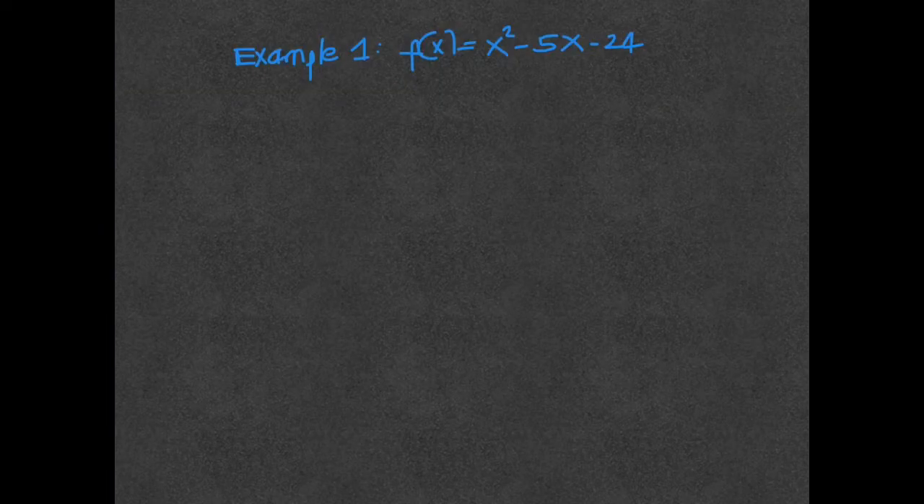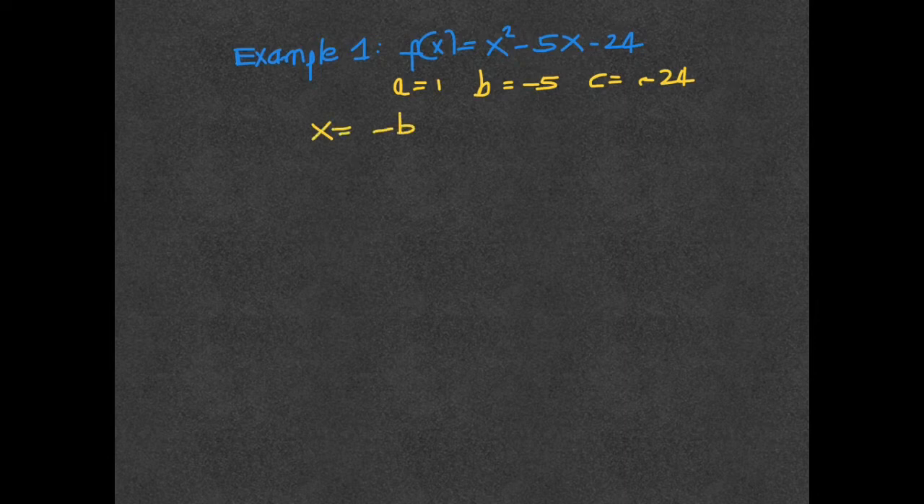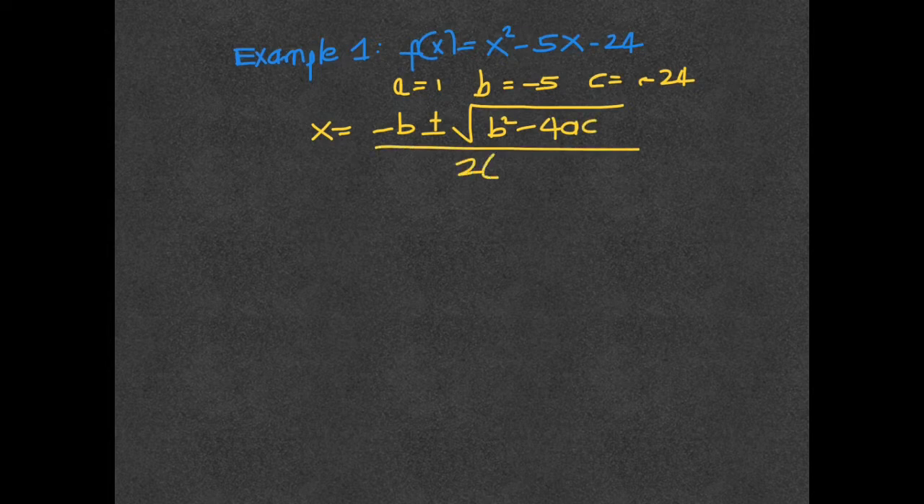Let us go over our first example in finding the zeros of quadratic functions using the quadratic formula. In this example, the value of a is equal to 1, b is equal to negative 5, while c is equal to negative 24. And our formula is x equals the negative of b plus or minus the square root of b squared minus 4ac all over 2 times a.